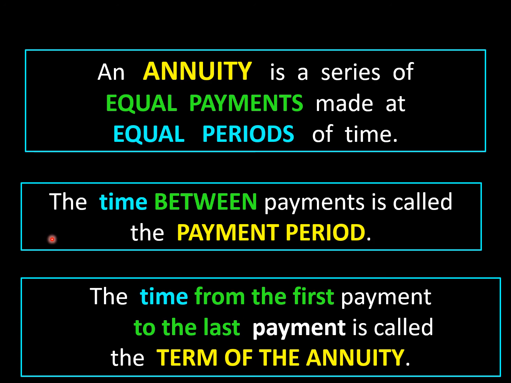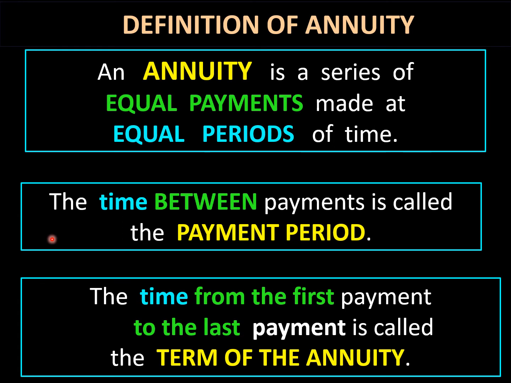So let's say you have monthly payments, so that will be the payment period. But you're going to have it for 5 years, and 5 times 12 would be 60. That will be the term of the annuity. The term of the annuity would be 5 years, which actually means it's going to be 5 times 12. There are going to be 60 payments.